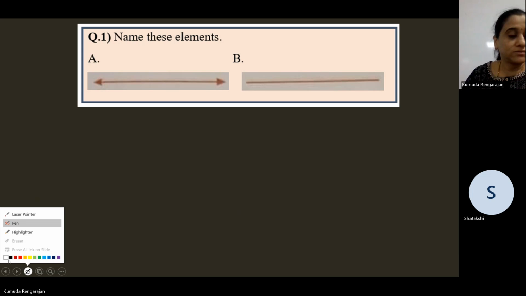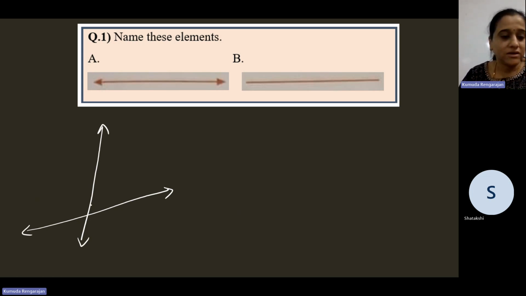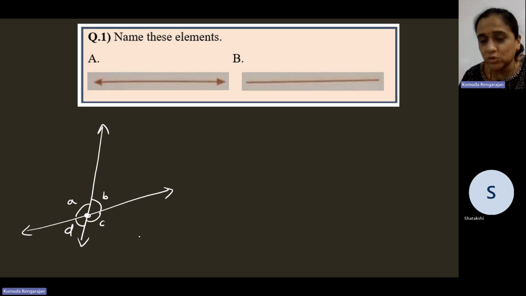So I was saying, one line, another line. They cut each other like this. Now vertically opposite angles are formed. This is the point where they meet or intersect. This is called the point of intersection. Four angles are formed. They're marked angle A, angle B, angle C, angle D. Angle A is equal to angle C. Vertically opposite angles are equal. Angle B is equal to angle D. Vertically opposite angles are equal.